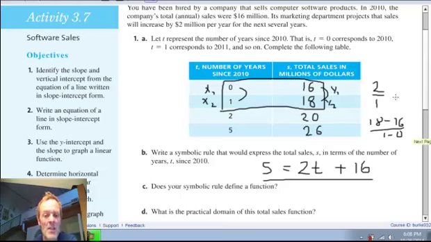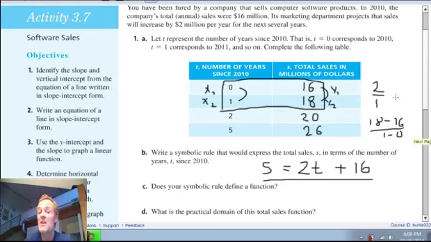Right, does a symbolic rule define a function? Well, it does. There's two ways. If you were to graph this as a straight line, remember the vertical line test, it will only pass it in one place. But also another way is, remember, there's no repeating x's. You can't have x equal one answer and the same x equal a different answer. That makes no sense. There's no repeating x's. That's why it's a function.